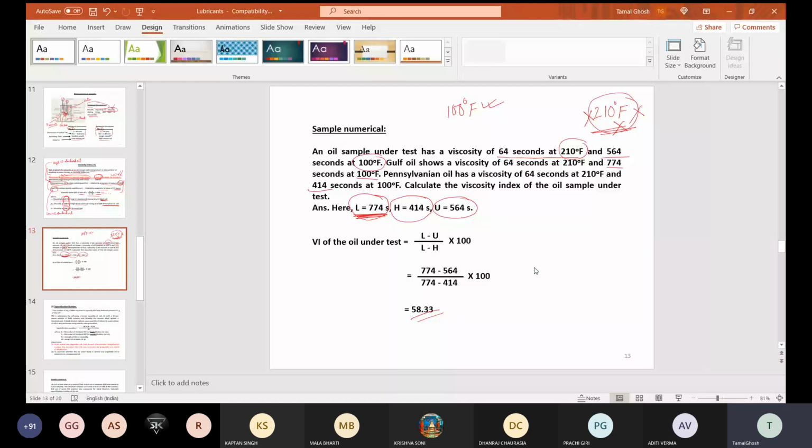So you remember this. Many students make this type of simple mistake, and the marks given for the numerical become useless. So this is a very, very simple numerical. In the place of L, it is the viscosity of the low viscosity index standard oil. Just wait for 1 minute.